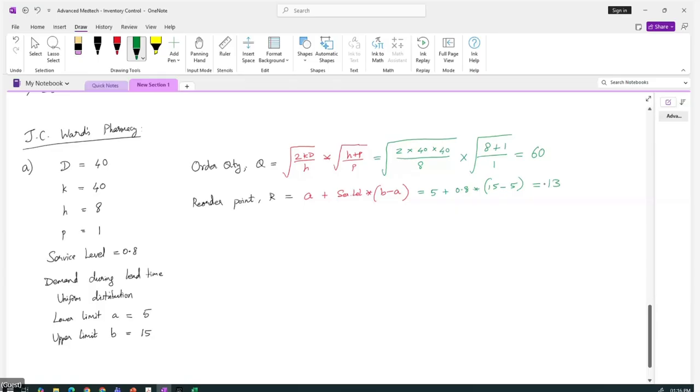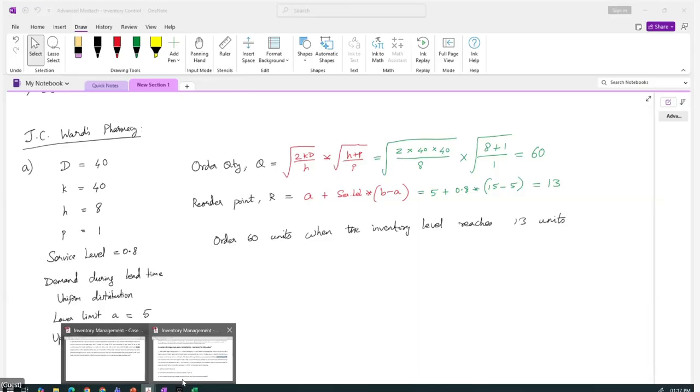So practically, what does it mean? What is the managerial conclusion or the decision that we have to make? I have to order 60 units when the inventory level reaches 13 units. This 13 units is the reorder point. The moment it reaches 13 units, I'll have to reorder.